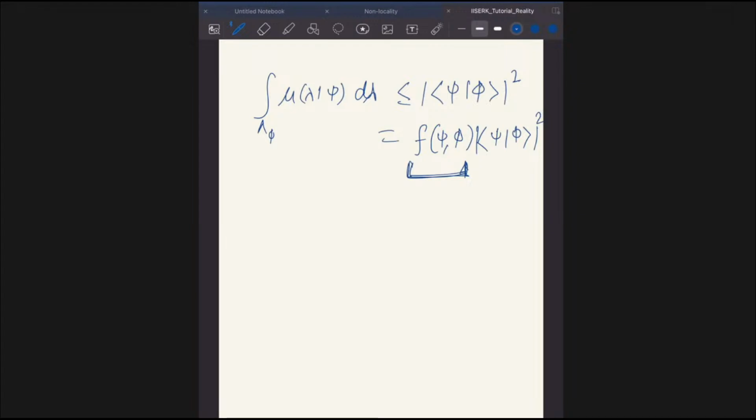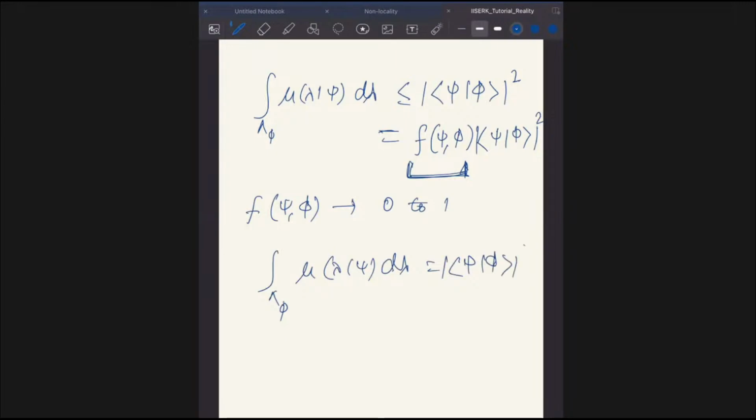So the value will be between 0 and 1. From 0 to 1, f(psi, phi) should be 0 to 1. The interesting question is now when it is 1. If it is 1, then I can write the integral of mu(lambda|psi) d lambda equal to |<psi|phi>|^2. That means the Hilbert space overlap is equal to the ontological space overlap. Yeah, that's the most important statement.